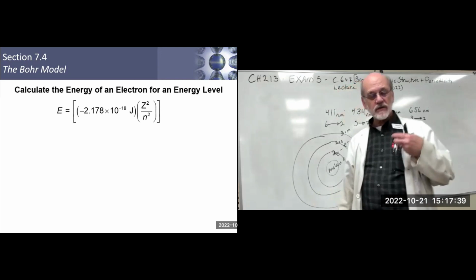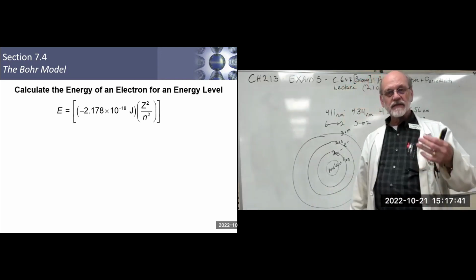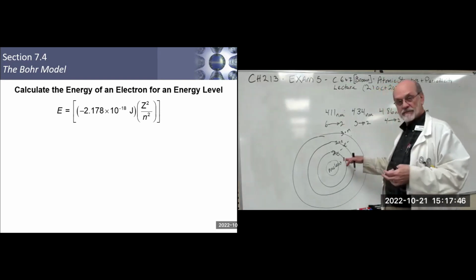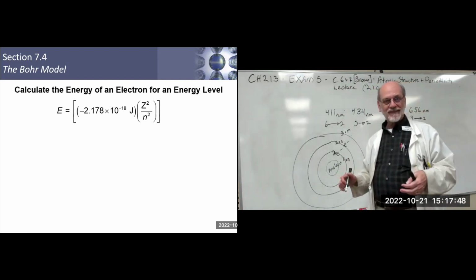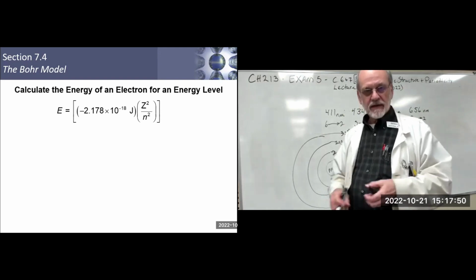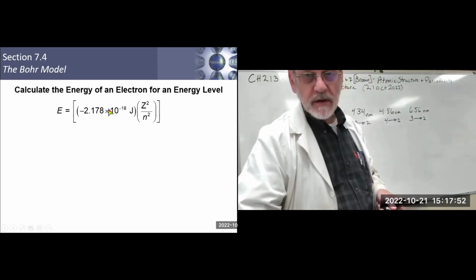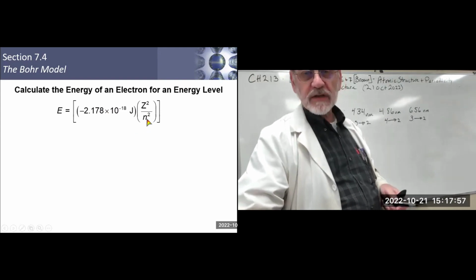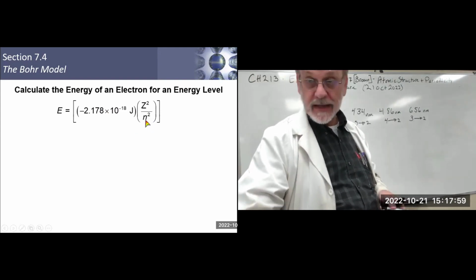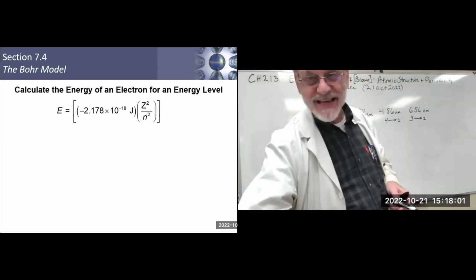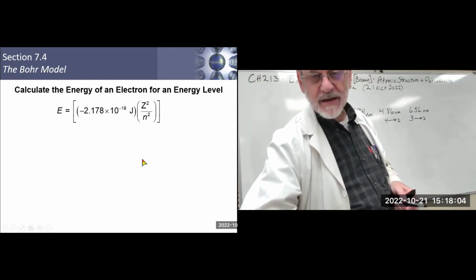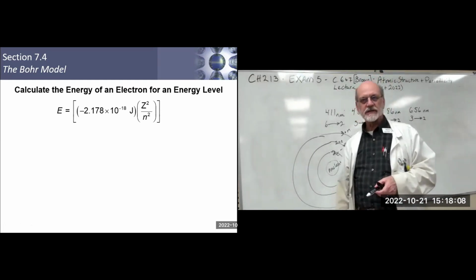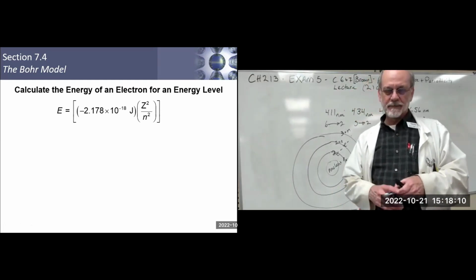Okay, so here's how Bohr calculated the energy level for any electron based on the N number. This value right here is simply a proportionality constant. What you need to know here is N equals the energy level, and Z is the same Z we've talked about from the beginning. It's the number of protons, the atomic number of the atom.